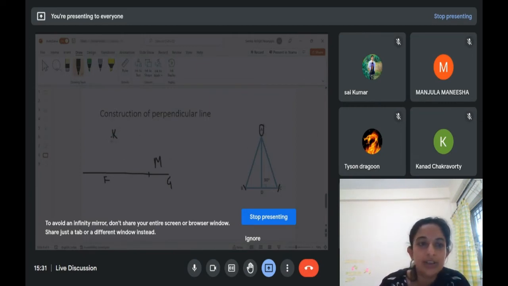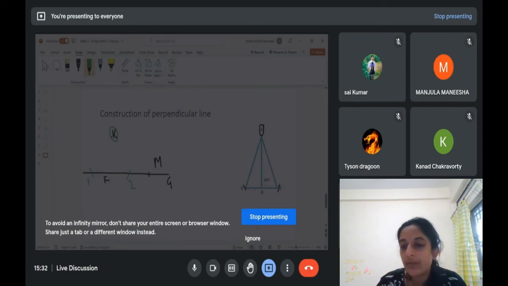So the construction to draw a perpendicular line, what does it say? You place the rounder here and you draw two arcs here. What did we do? We drew two points which are equidistant from this point K. So I'll say this as point 1 and point 2. So now this line 1, 2 is actually the base BC of an isosceles triangle.